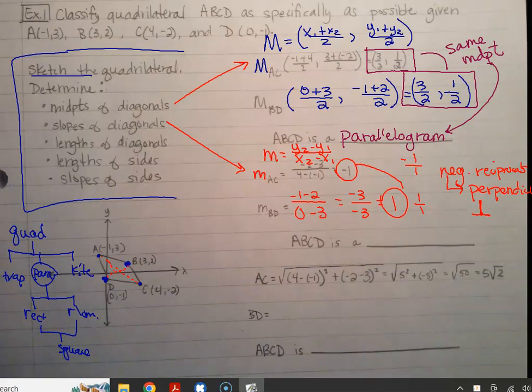So in this logic, we're already at the parallelogram level. Now we know one more piece of information. We know that their slopes are negative reciprocals, or that their lines are perpendicular. So if they have perpendicular diagonals, does that make them a rectangle or a rhombus? A rhombus. Perfect. So yes, ABCD is a rhombus. Awesome.